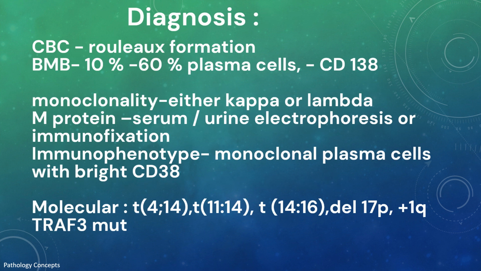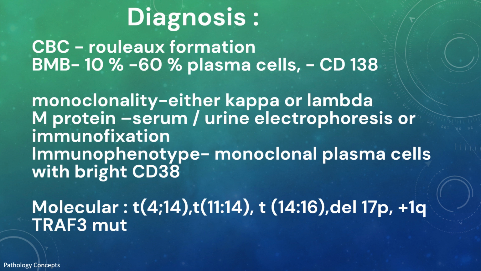Diagnosis. CBC is usually normal, may show rouleau formation. In bone marrow biopsy, 10 to 60% clonal plasma cells can be seen. They can be identified with CD138. Monoclonality can be seen as either kappa or lambda restriction by IHC. M protein is identified in the serum or urine electrophoresis or immunofixation. On immunophenotype, monoclonal plasma cells are seen.